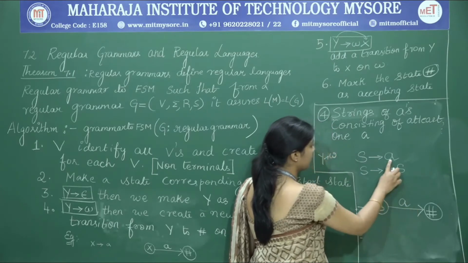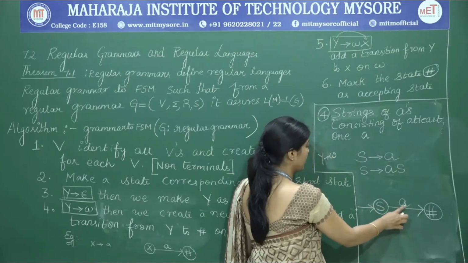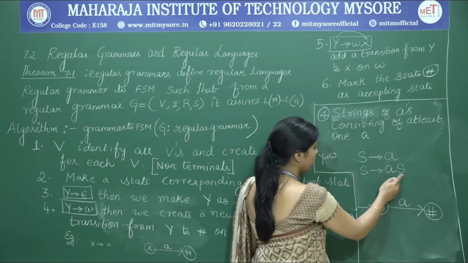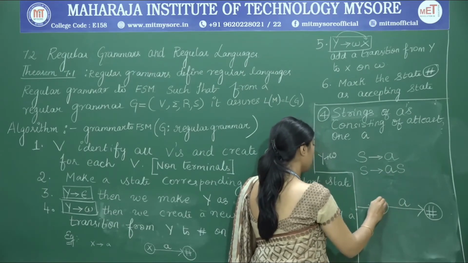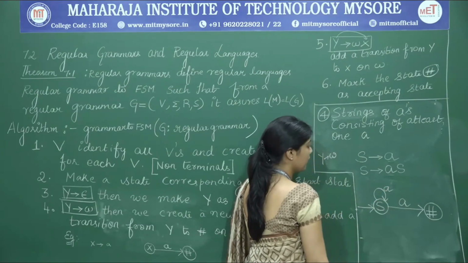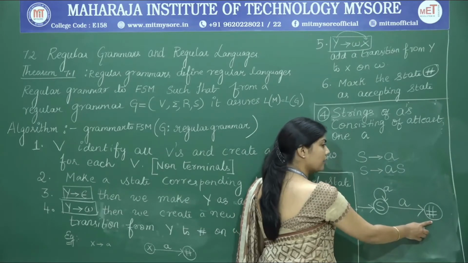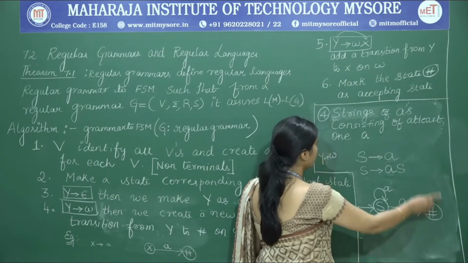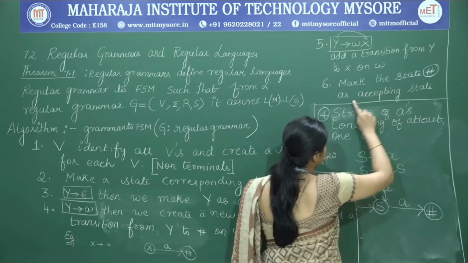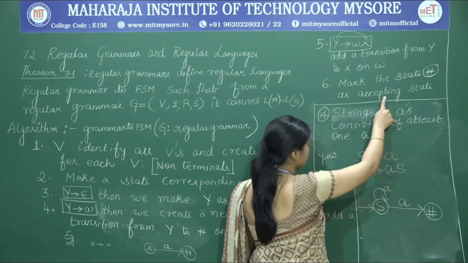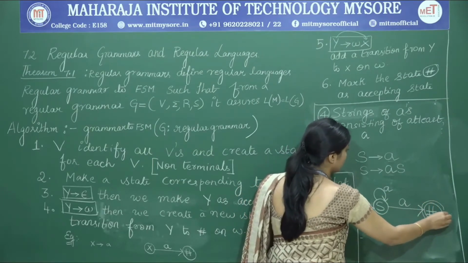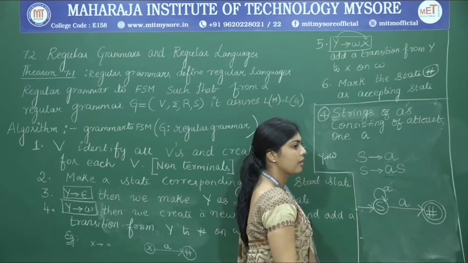A, the symbol is A, so that is nothing but A here. Also S goes to AS, we will consider the second one. So S to S we are going to add A. Since we have obtained the hash, mark the state hash as the accepting state. So this sixth step will come into picture. Therefore we will mark this state hash as the final state.